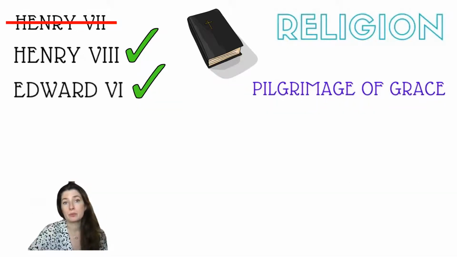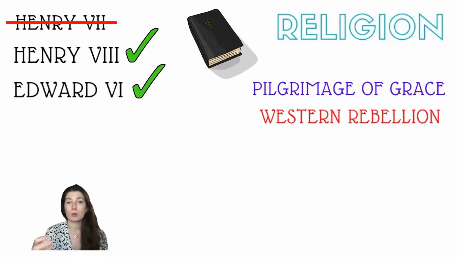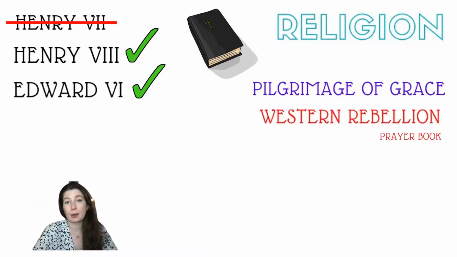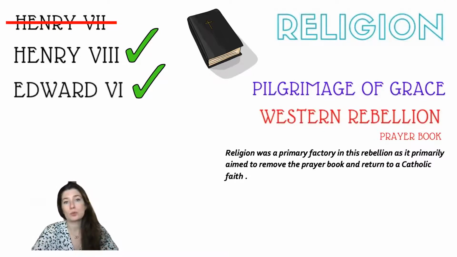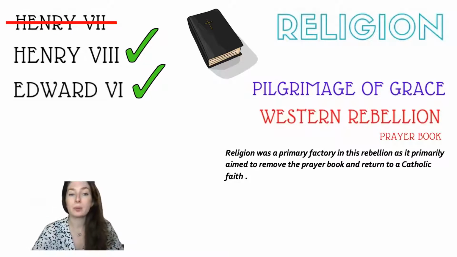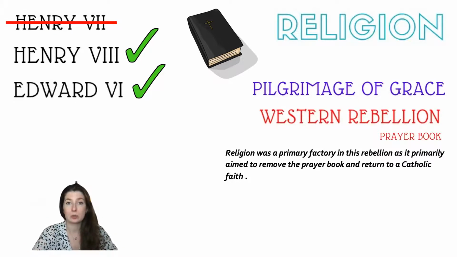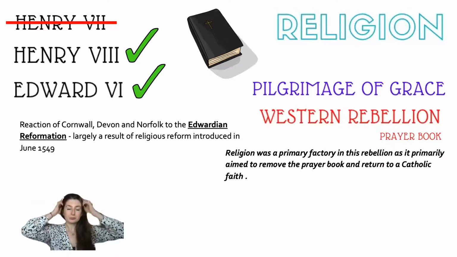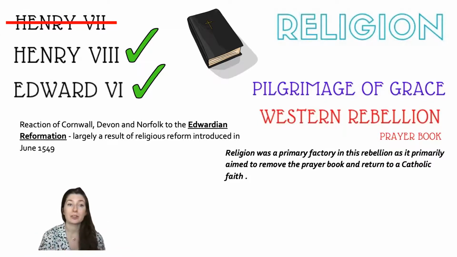Next religious rebellion we're going to come to is under Edward, and we have the Western Rebellion, also called the Prayer Book Rebellion, a clear indication there that it has religious roots. So my summary is that religion was a primary factor in this rebellion, as it primarily aimed to remove the prayer book that Edward had brought in, the English prayer book, and return it to the Catholic faith. So this rebellion was primarily a reaction from people in Cornwall, Devon and Norfolk to the Edwardian Reformation, and was largely a result of the religious reform in 1549. This was the first rebellion in 1549, sometimes called the Year of Discontent.